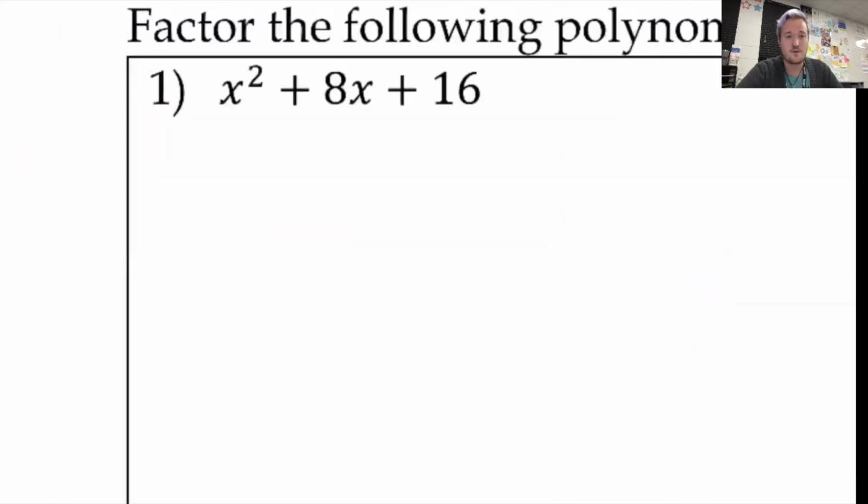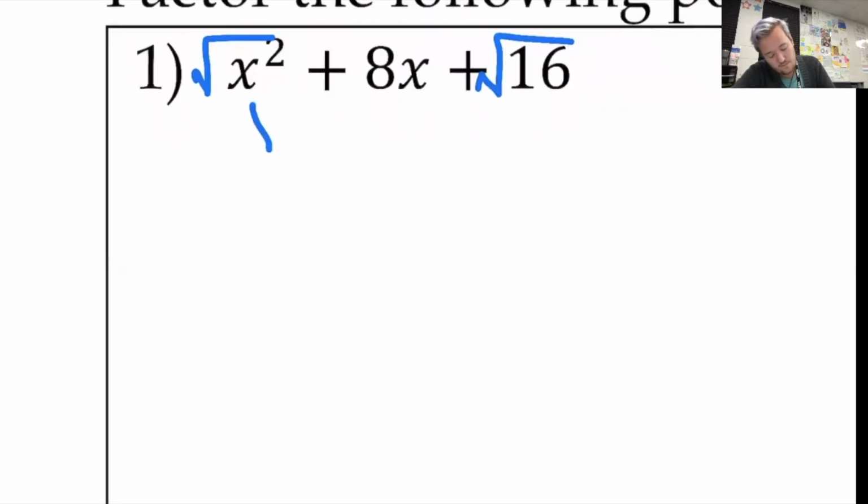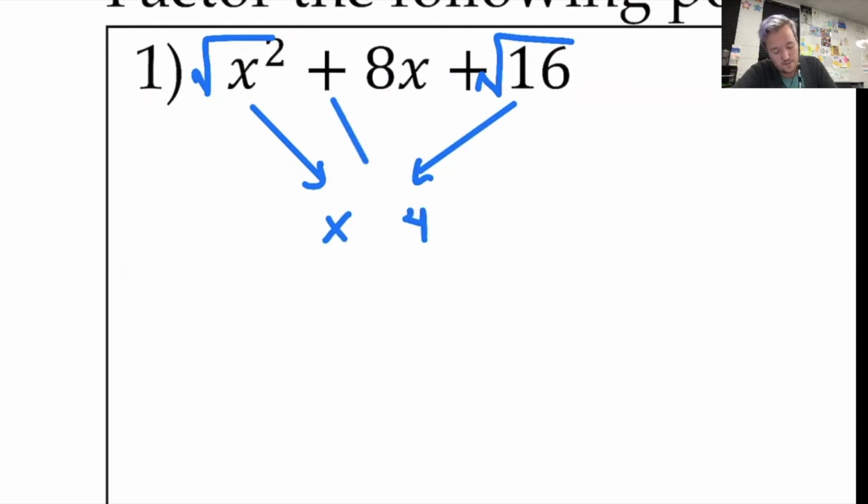All right, so looking at this very first one, it's 3 terms. It has to be a perfect square trinomial. So that means I can take the square root of the first, square root of the last. See if I can condense this a little bit more. So I'm going to have x and 4. And I just want to keep the sign of the b value. So x plus 4 squared. So that's your final answer. If only they were all this simple.